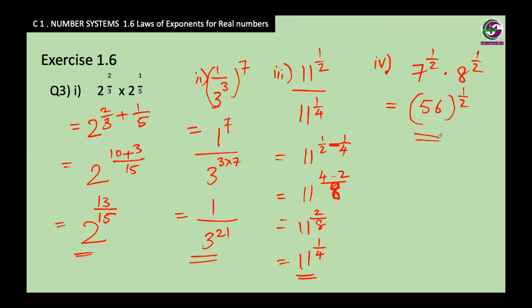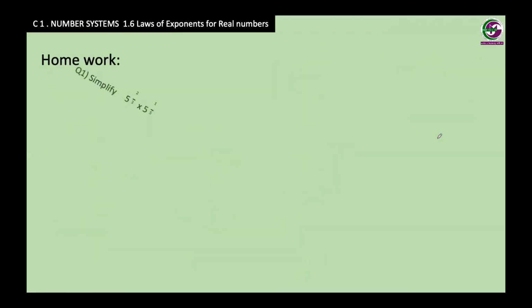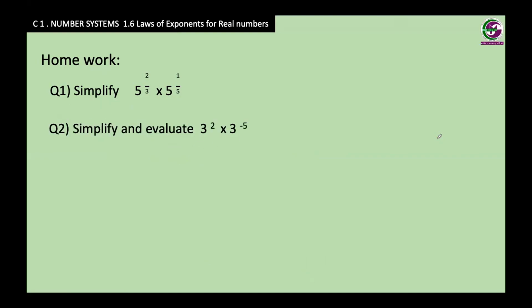So here we come to an end of this lesson. So that's the last homework part for you. 5 power 2 by 3 multiplied by 1 by 5. We have to make the denominators the same. You can cross multiply and then get the answer. In the last question, evaluate. Evaluate means you should write the final answer without a power. If you have negative value, take it down in the reciprocal and find the final answer.